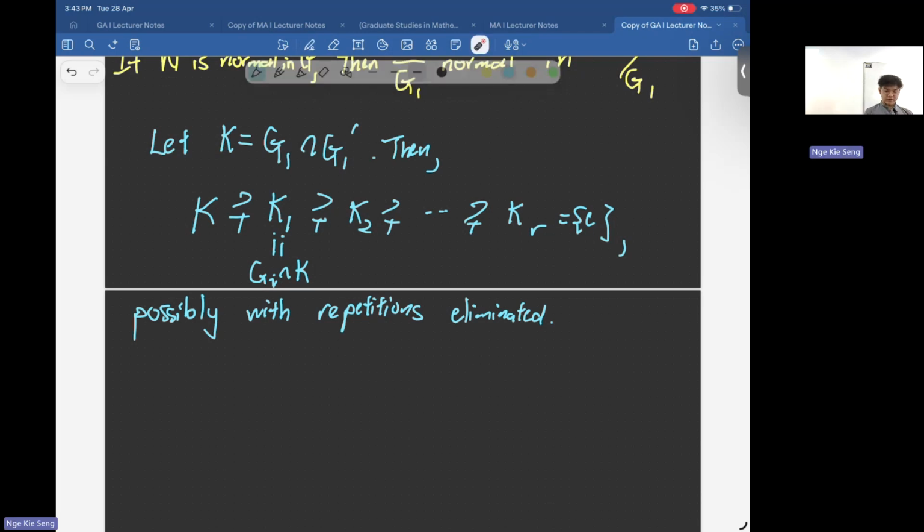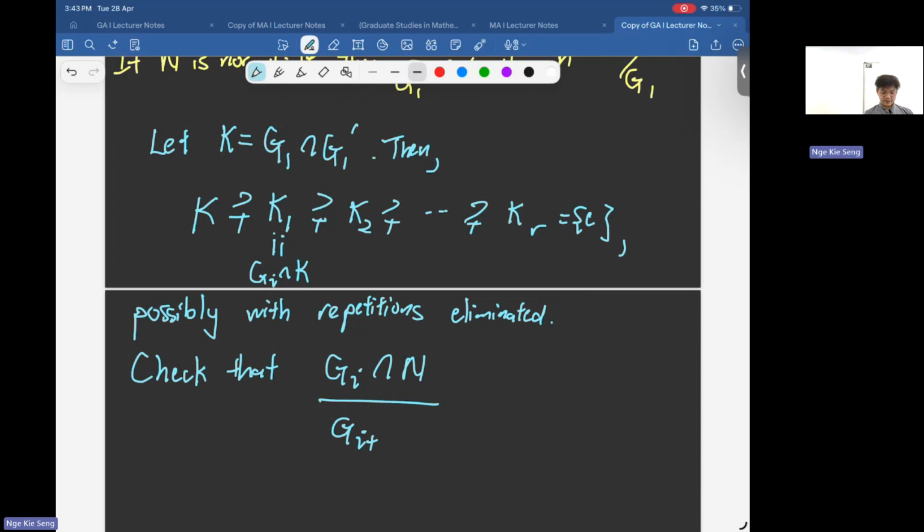So meaning, if I do this construction, intersection, maybe it could be the case that you get repetition. So actually, the hard part to check is what I told you just now. Check the quotient is simple. Okay, so in this case, what's the quotient here? So you need to check that G_i intersect N over G_{i+1} intersect N is simple.